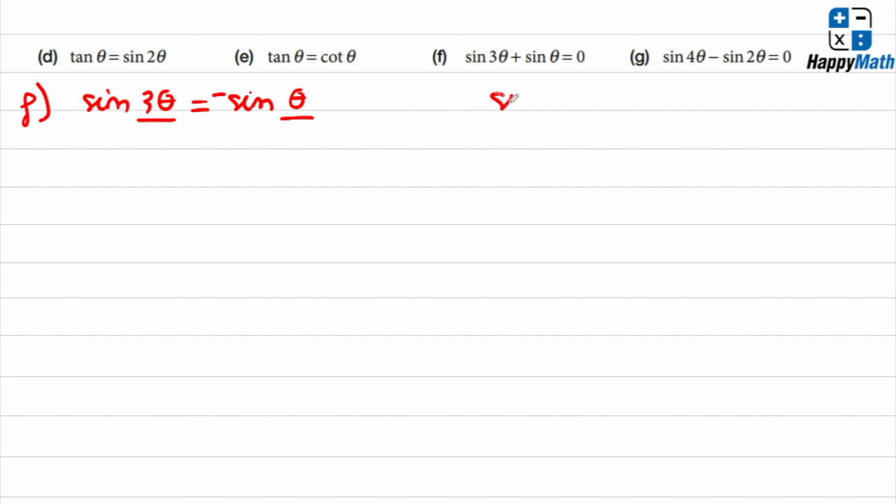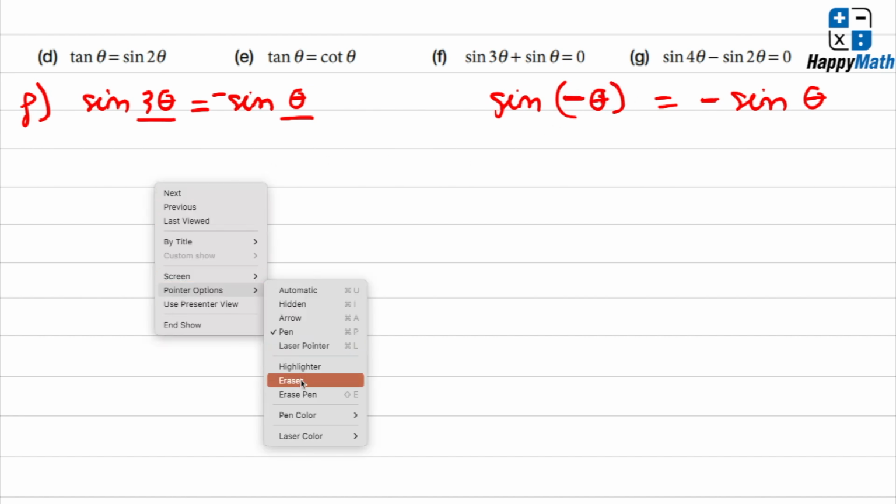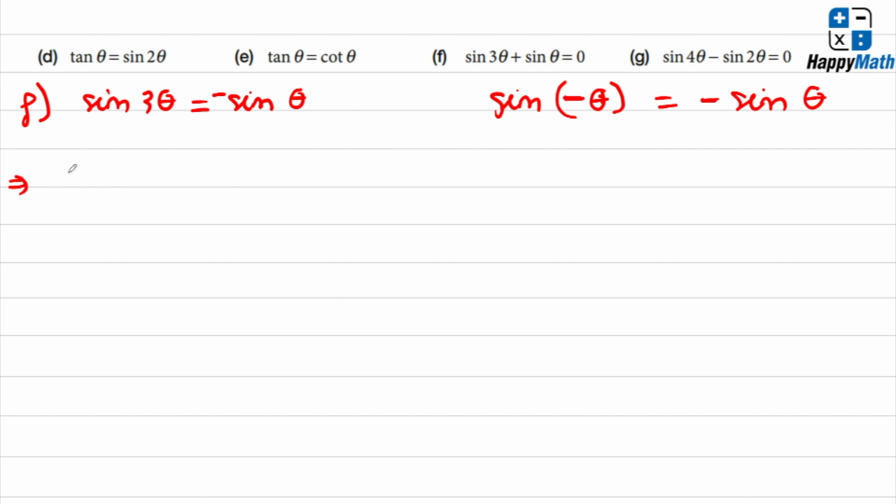So I will use the opposite angle. You learned about this: negative sine of negative theta will be equal to negative sine of theta by this formula. The negative sign from the outside of sine theta will move to the inside of this bracket. So the next step, I will use this formula first. The new equation is sine of 3 theta equal to sine of minus theta here.